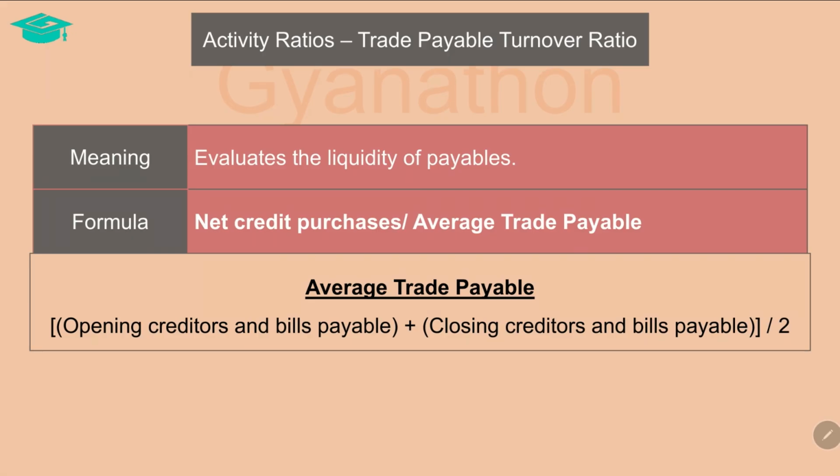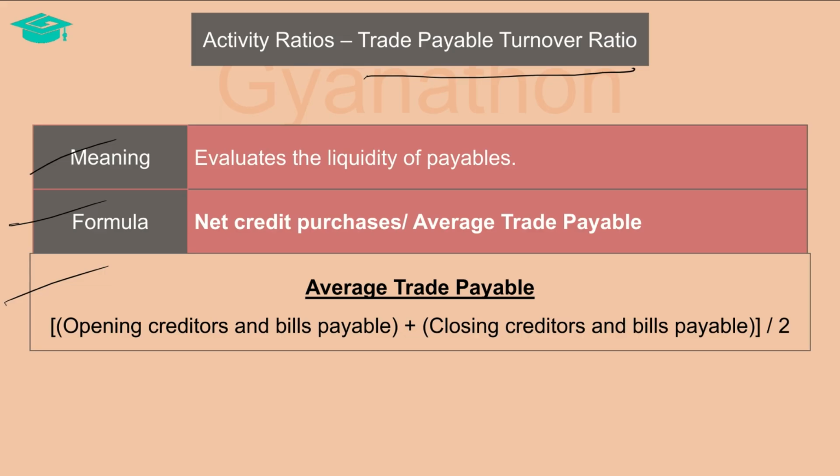The third activity ratio that we will discuss is the trade payable turnover ratio. This ratio evaluates the liquidity of payables. It measures the relationship between credit purchases and trade payables. It shows the frequency at which trade payables are paid. The formula to compute the trade payable turnover ratio is net credit purchases divided by average trade payable. Here, average trade payable means the total of opening creditors and bills payable plus the total of closing creditors and bills payable divided by 2.